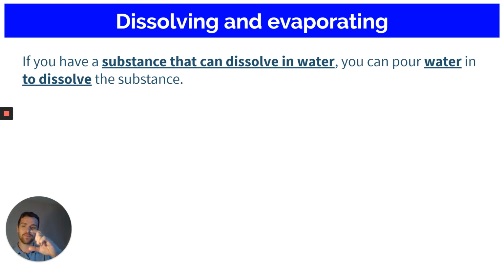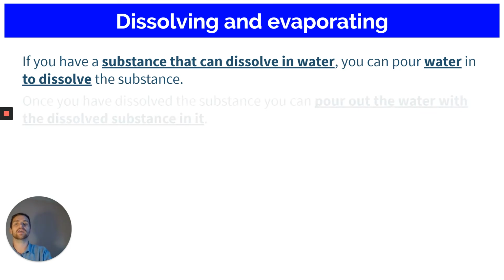So what do we do? Well, we take that water, we pour it into a container that can be heated up, we put it over a heat source, and we boil that water, and boil and boil and boil. And what happens is the water evaporates off, turns to steam and disappears, but the salt doesn't. And once we've evaporated all the water off, what's left behind is just salt. So that's what we do. We pour water in, we dissolve the substance, we pour the water out, we boil the water until the water evaporates, and what's left behind is the substance.